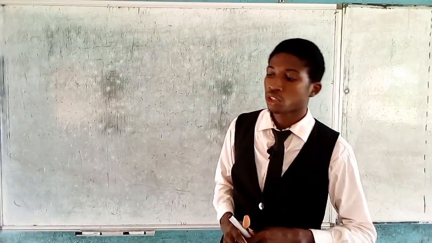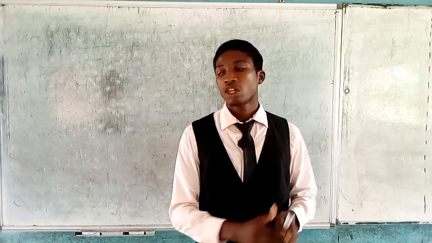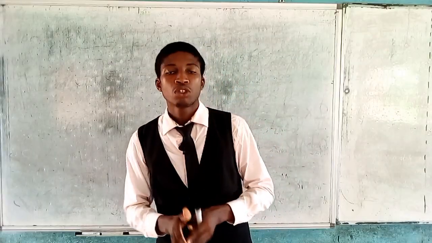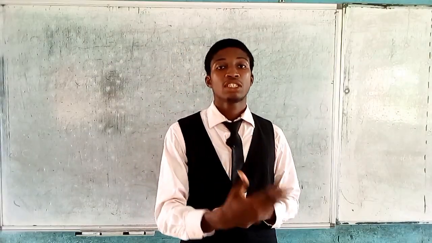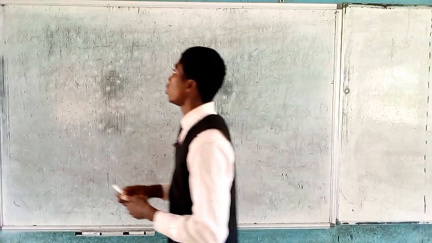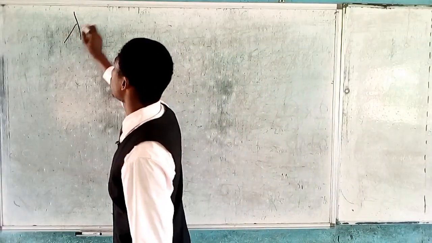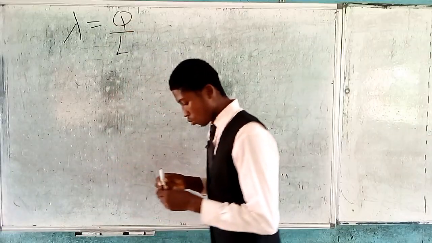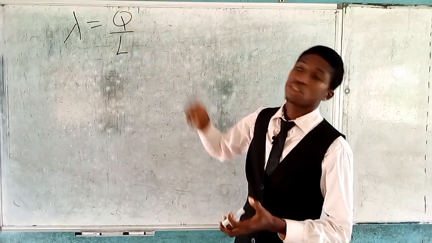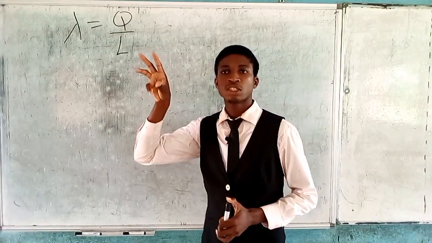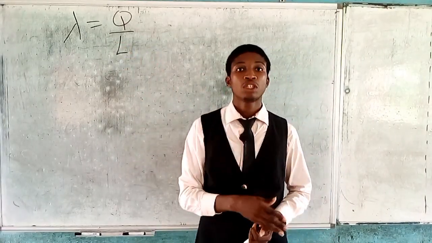So now, how do you know when we have a linear charge density or a surface charge density? It's very simple. The question will be so straightforward. Any question you see like a straight wire or a long wire, your mind should go into using the linear charge density equation. And now, what is the formula for linear charge density? The symbol is lambda equals charge over length, where L is the length of the wire.